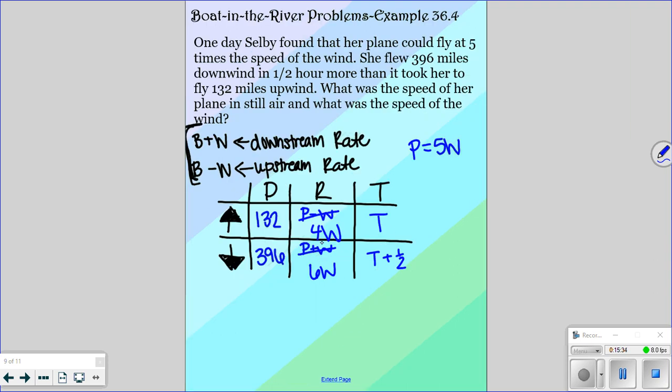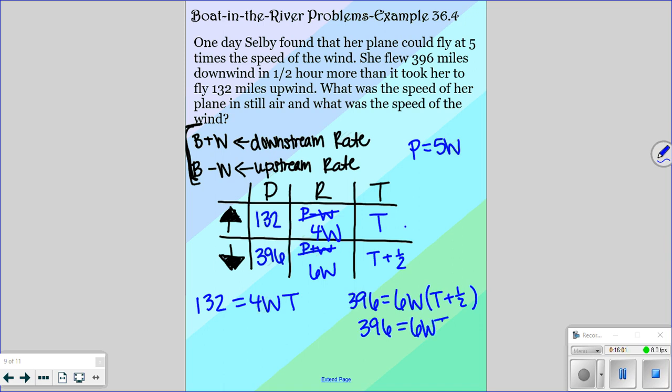From there, distance equals rate times time. So this first line, 132, equals 4W times T. And then down here, 396 equals 6W times T plus 1/2. Okay, so I'm going to distribute over here to get 396 equals 6WT plus 3W. And then I can come back over here and solve for WT. So if you do 132 divided by 4, you get 33 is what W times T equals. And then we can plug that in right here for WT. So 396 equals 6 times 33, and then plus 3W.